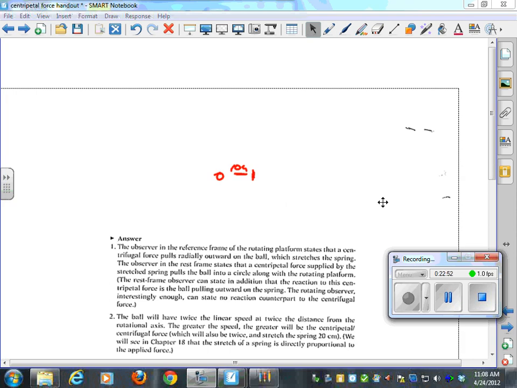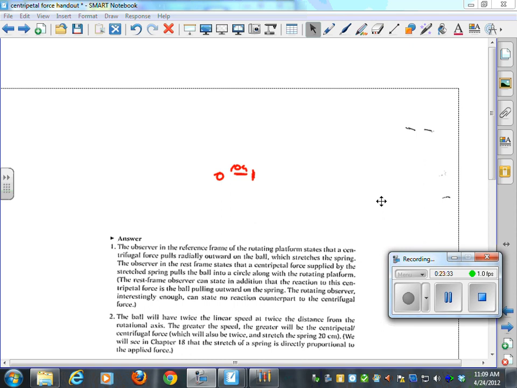Okay, so it says the observer in the reference frame of the rotating platform, that would be the man, states that a centrifugal force pulls outward on the ball. He sees a centrifugal force pulling on the ball, which stretches the spring. The observer in the rest frame, the woman outside spinning it, states that a centripetal force supplied by the stretched spring pulls the ball into a circle along with the rotating platform. The rest frame observer can state in addition that the reaction to this centrifugal force is the ball pulling outward on the spring. The rotating observer, interestingly enough, can state no reaction counterpart to the centrifugal force.